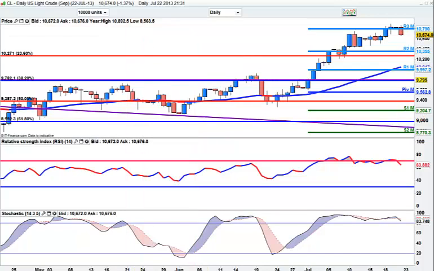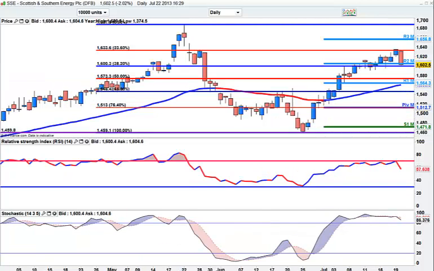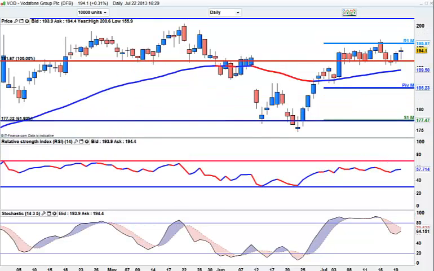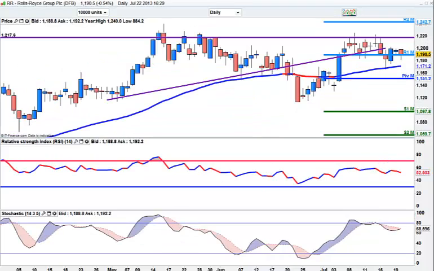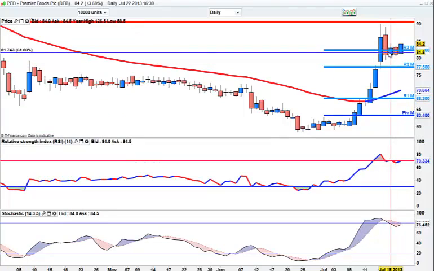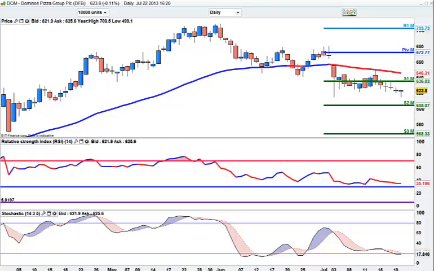Okay, let's look at a couple of stocks. Scottish and Southern coming off. Ooh, quite a lot of profit taking, I think. Vodafone just holding up. Rolls a little weaker. Sitting on that R1. That's okay for now. Premier Foods having a good day. That's a buy at 82. Lloyds Banking sideways. Domino Pizza can't do it. Ooh, hammer. Decent amount of support there.